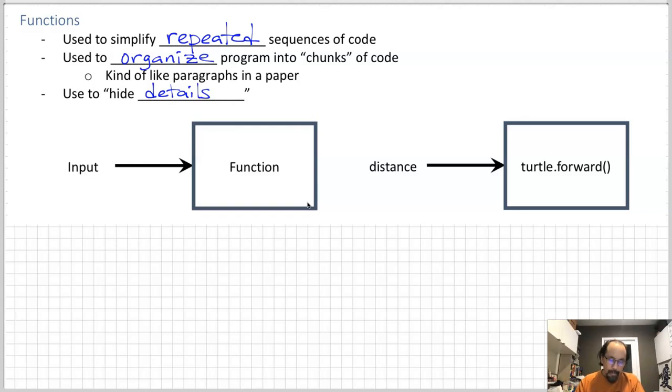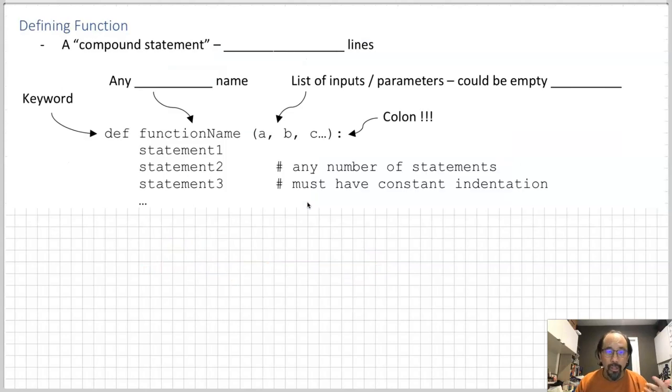So, in math we have f of x, and we might define a function f of x equals x plus 5. This is a linear function. Whatever the input is, we add 5 to it. This is what we would call the mathematical grammar to define a function. So we need a similar grammar to define functions in Python. So this is the grammar for defining a function.